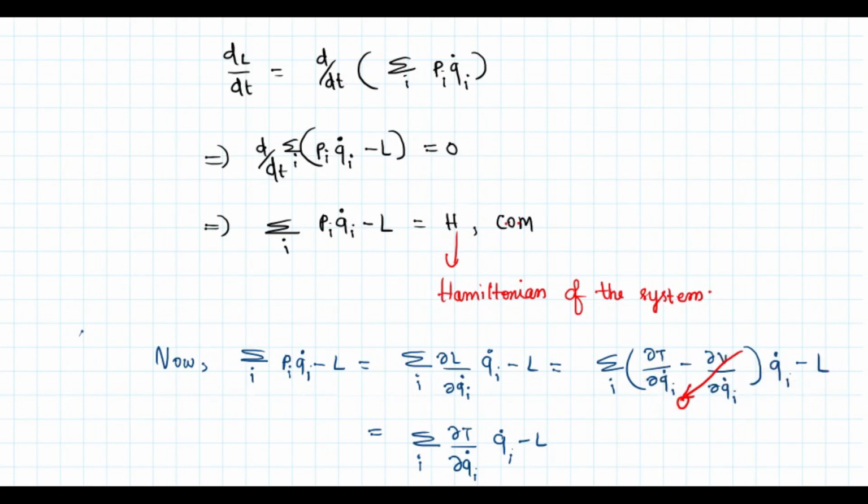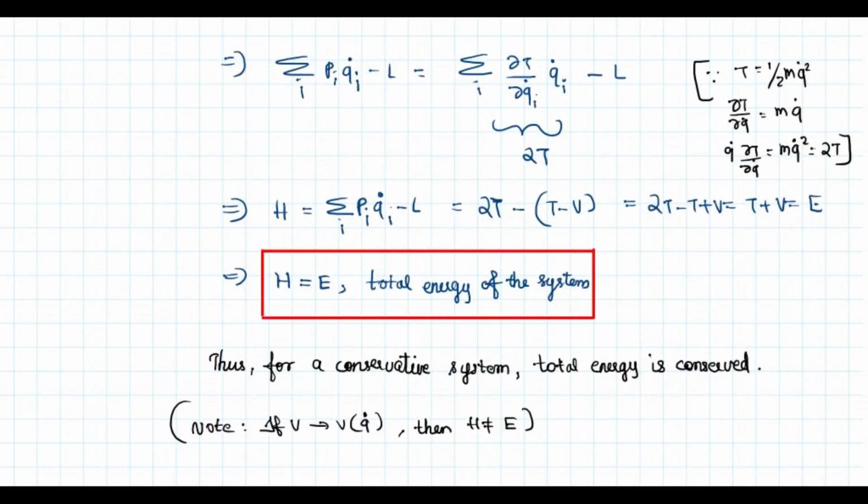But here again, for conservative systems, ∂V/∂qi dot will become 0. Then you will get summation over i ∂T/∂qi dot into qi dot minus L as your Hamiltonian. Now you know that T is nothing but half m q dot square. So ∂T/∂q dot is nothing but m q dot. So q dot into ∂T/∂q dot is equal to m q dot square, which is equal to 2 times the kinetic energy, 2T. So for this term, we are going to substitute 2T.